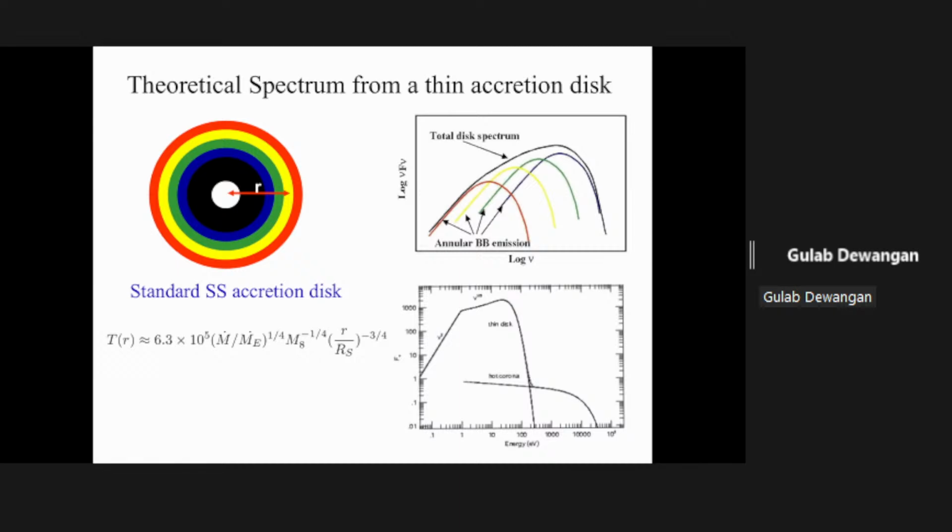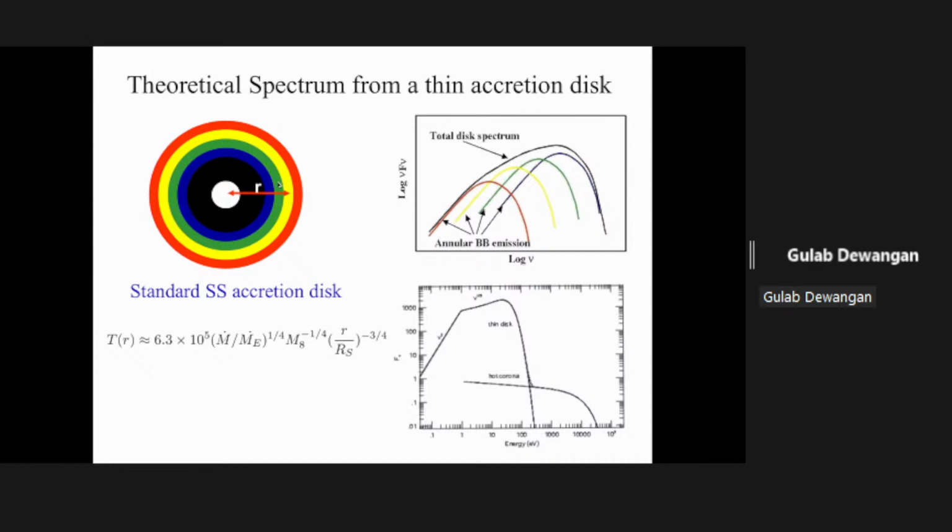And any material in the host galaxy will have some angular momentum. Because angular momentum must be conserved, the material being accreted cannot directly move in the radial direction and fall onto the black hole. What it does instead is orbit, circulating around the supermassive black hole, and it forms an accretion disk, which is geometrically thin and optically thick.